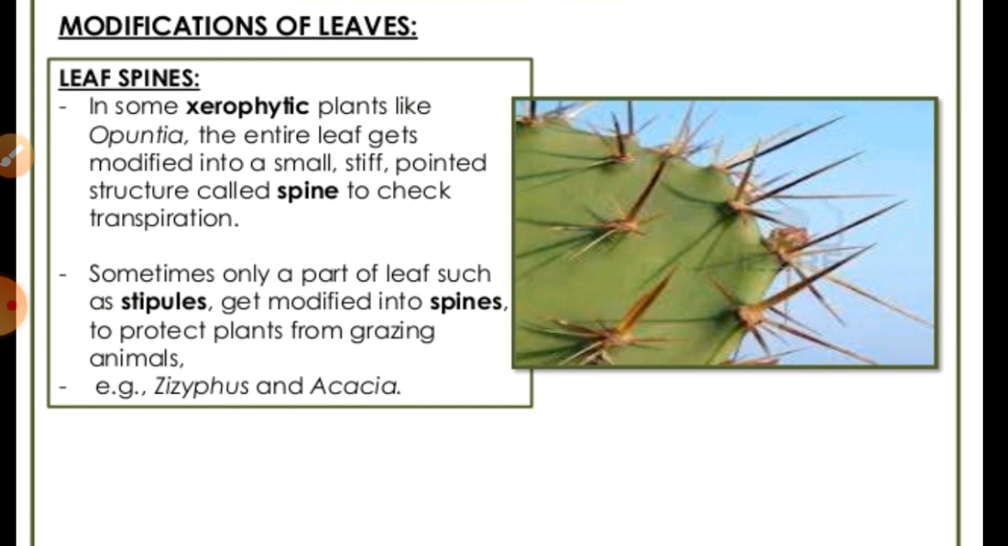And this spine always helps to check transpiration. Means they reduce the transpiration process, especially in such plants, because they play a very important role in those conditions. If only a part of the leaves such as stipules gets modified into spines, right, that can also protect the plant from grazing animals, as you can see in acacia.